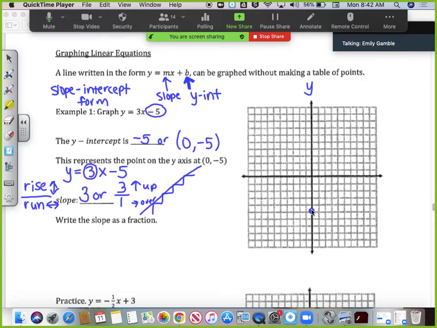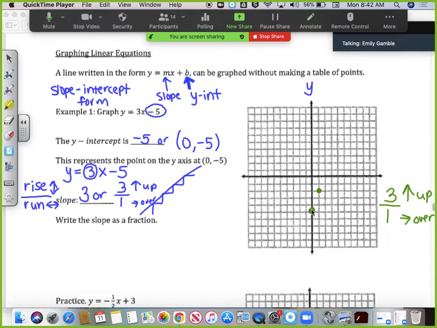That means we start here at our y-intercept, and since our slope is 3 over 1, that means go up 3 units and go over 1 unit from the starting point. So going up 3 means go 1, 2, 3 up, and over 1 would land you right here at this point. That point is at 1, -2.